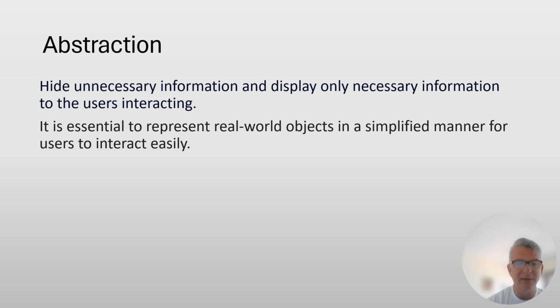It essentially represents real-world objects in a simplified manner for users to interact with easily. So we want to hide specific information using abstraction. The user doesn't need to know how, it just needs to know that it does. And that's the abstraction. If we write a little program that uses a random number, the user does not have to know how we get the random number, just that the number shows up. And that's our abstraction.